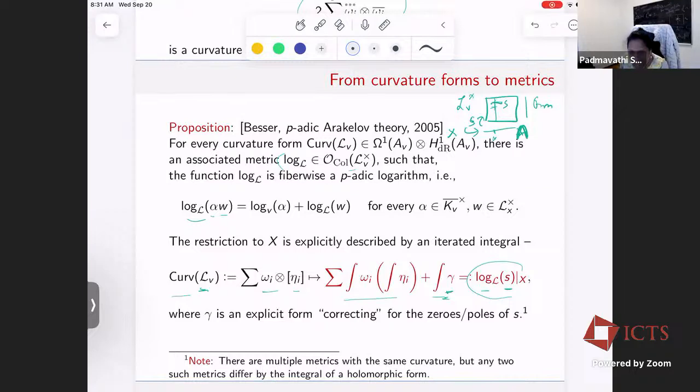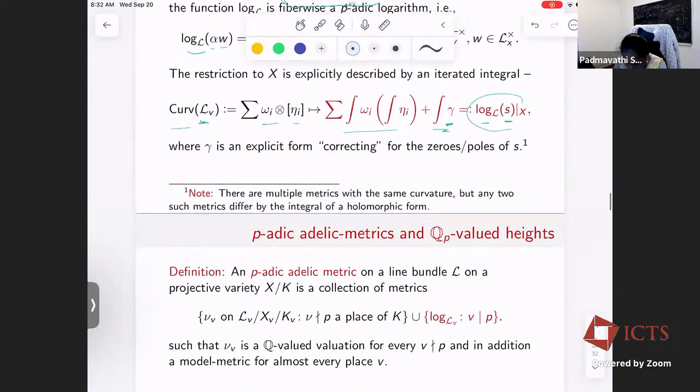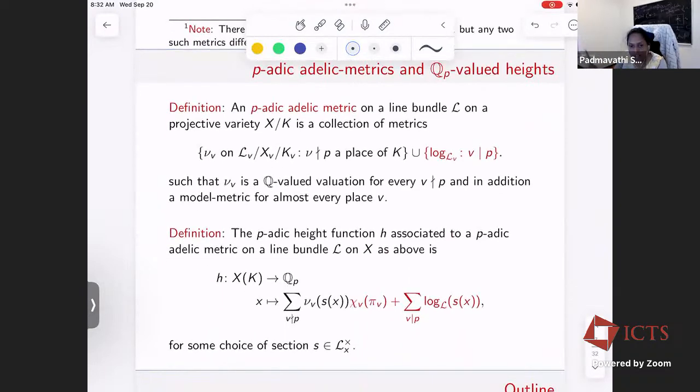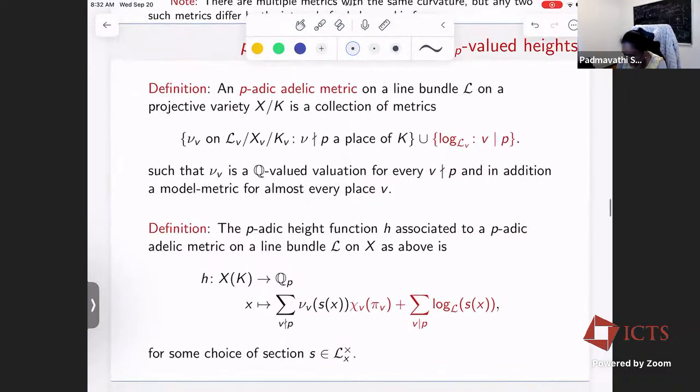The ambiguity is exactly this space of holomorphic differentials, the differentials with no zeros or poles, and this non-uniqueness is a crucial input that we exploit in the construction of the canonical p-adic height. So this log function associated to a curvature form, this local Coleman function on the total space of the line bundle, is the ingredient at P for a p-adic adelic metric. So you can put all of this together. You can package these metrics at various places into a nice height function.